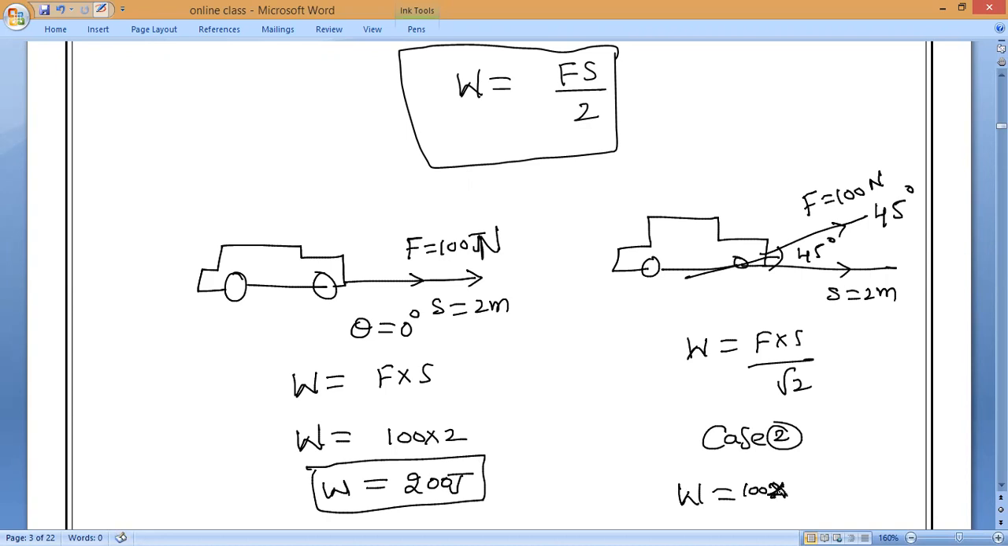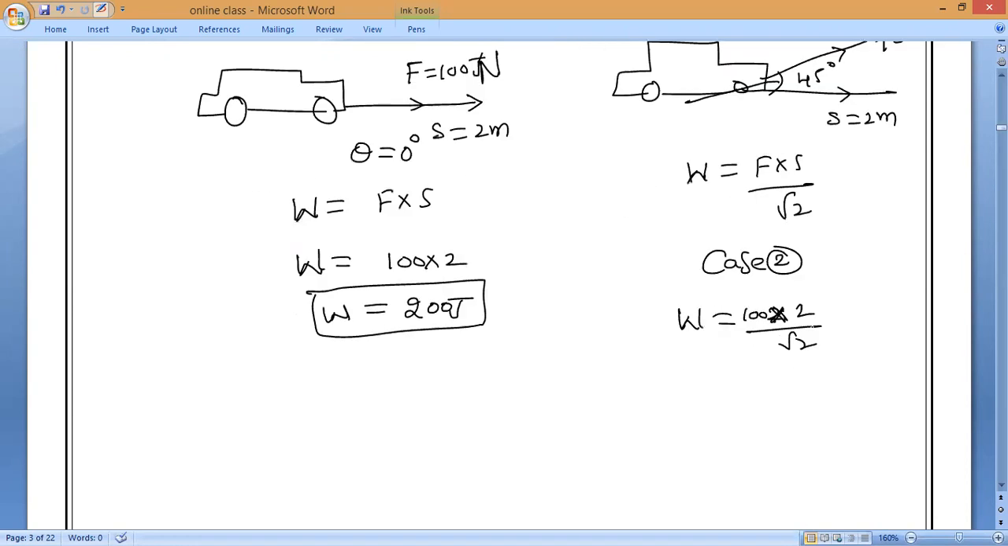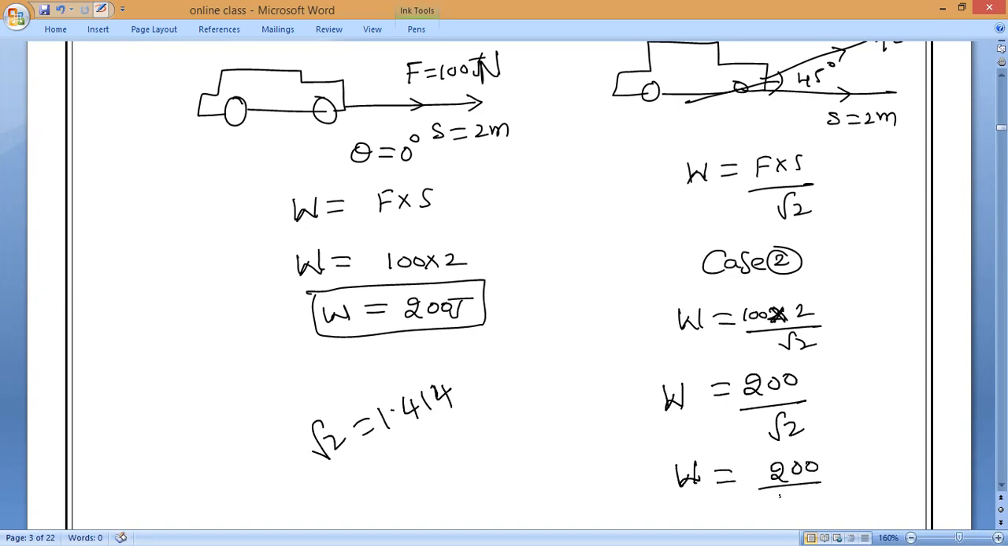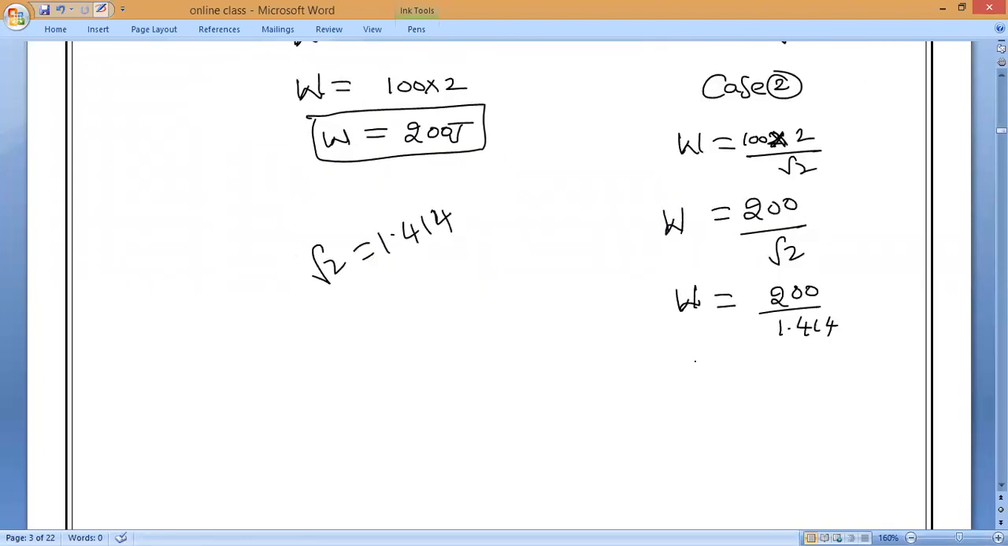100 into 2 divided by root 2. So what will the answer be? You can make it 200 divided by root 2. What is the value of root 2? Root 2 is 1.414. So 200 divided by 1.414, how much will it come? 141.4, sir. Yes, if you take it approximately, you will get about 141.